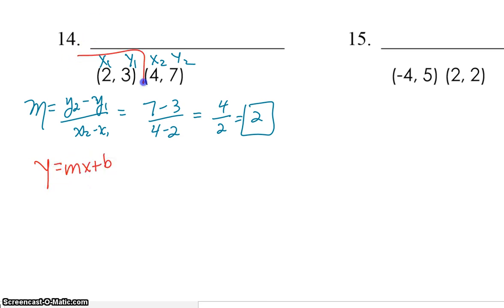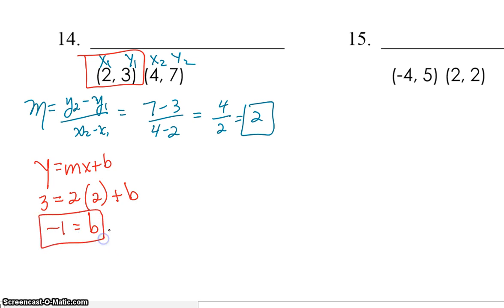I'm just going to use this first coordinate, and it does not matter which coordinate you use. I'm going to say that y is 3. The slope we just found is 2. X is 2, and now we can solve for b. We're not plugging in b, we're finding b. 2 times 2 is 4, so if I subtract 4 from both sides, I get b equals -1.